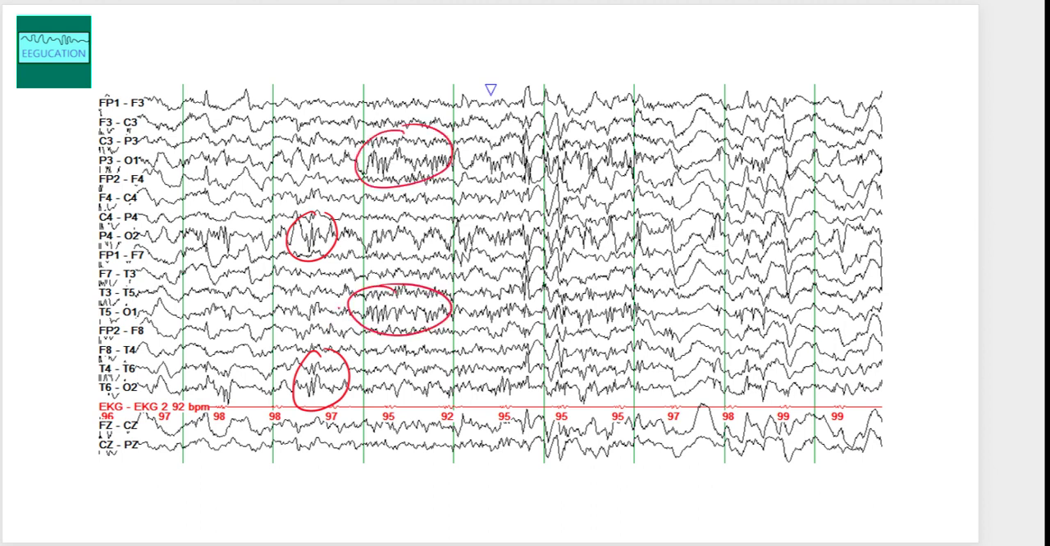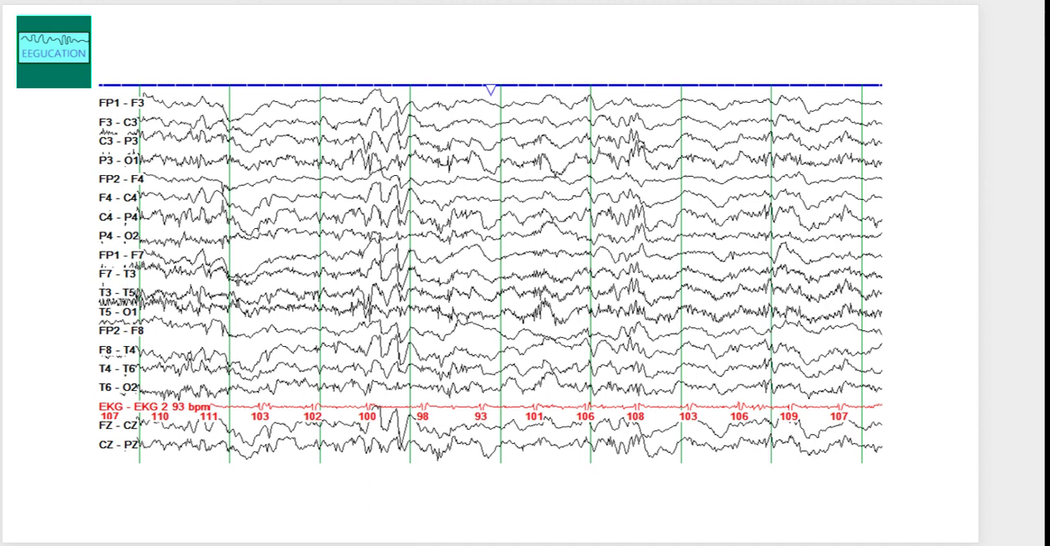So patient had spikes, and then you see generalized bursts of spikes and polyspikes. So the patient was having very frequent seizures at this time, and patient was on mega doses of different anti-epileptic medications. This is the last slide here.